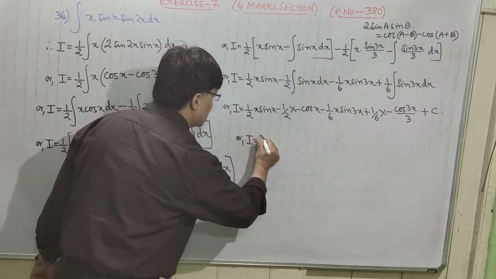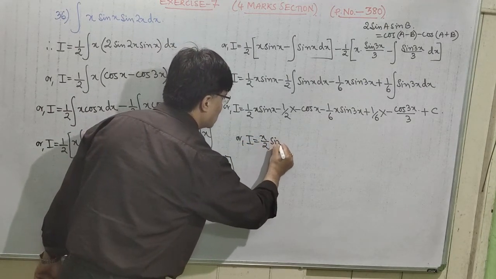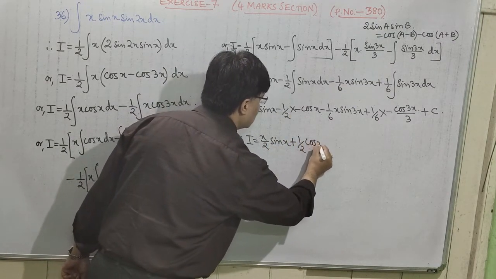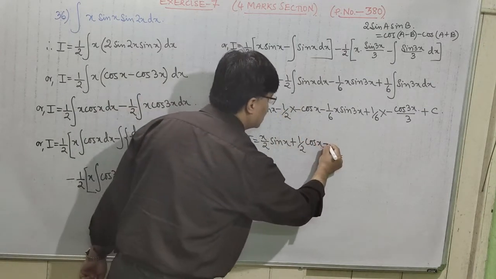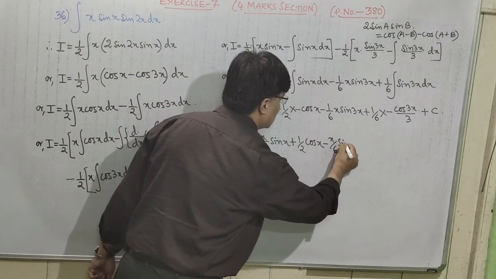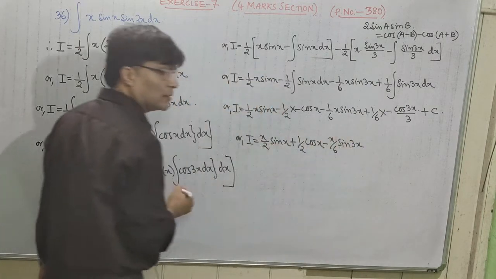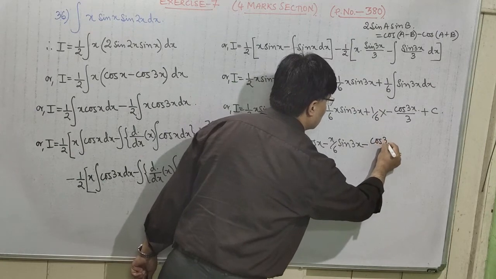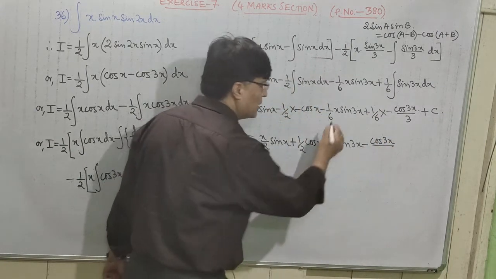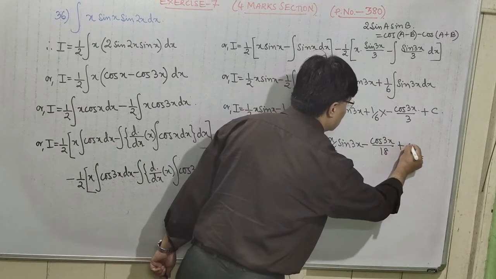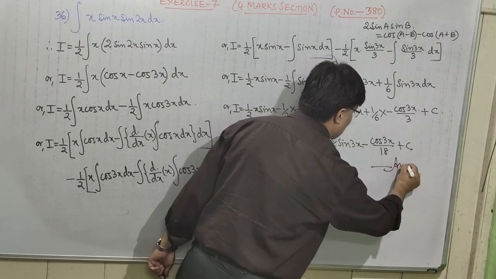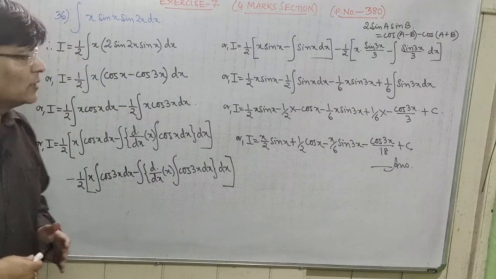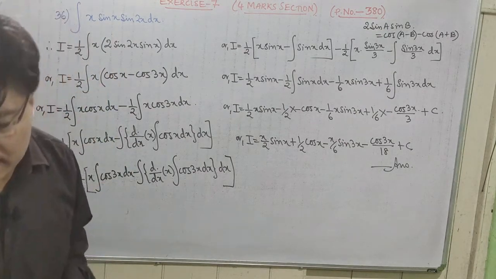Or I is equal to x by 2 sin x, minus into minus, plus half cos x. Then minus x by 6 sin 3x. Is that clear? Then plus, this is cos 3x divided by 6 times 3 is 18, plus c. So this is the final answer. So I think you have understood it. So you can copy it. Now we'll do the next question.